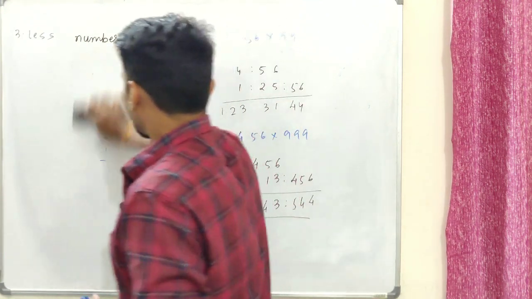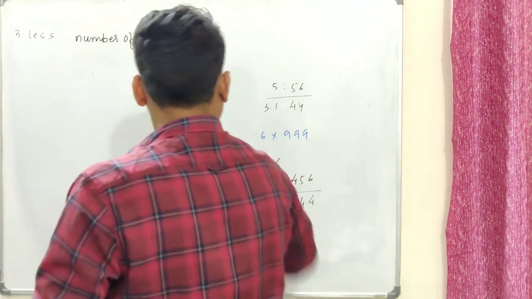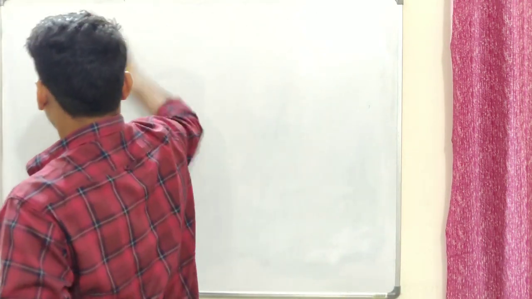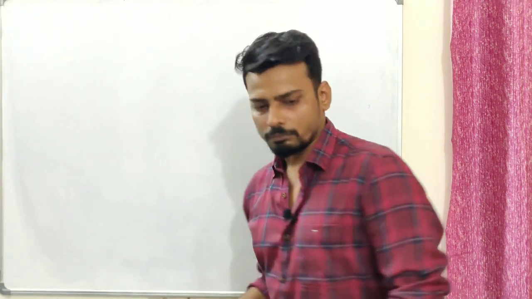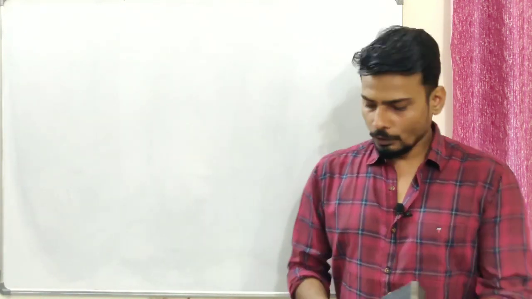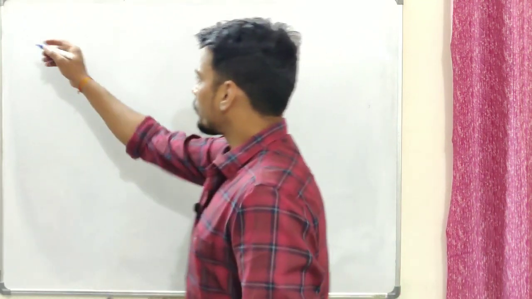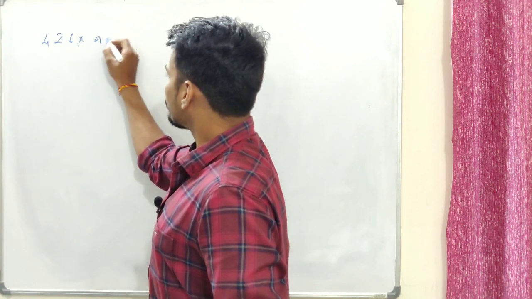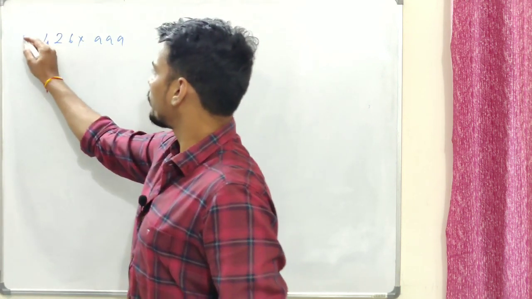Those with the 9 we are all done. Once when we had an equal number of 9s, once when we had more 9s, and once when we had fewer 9s. I'm going to quickly give you a couple of examples that you need to do right away. Let's say 426 times 999. That's going to be the first example for you.